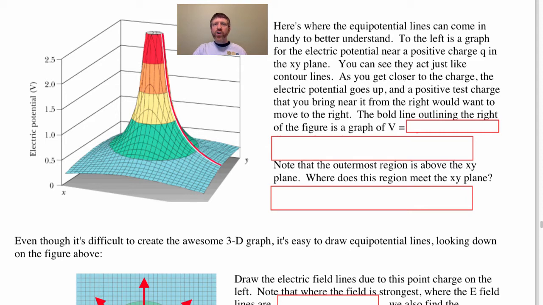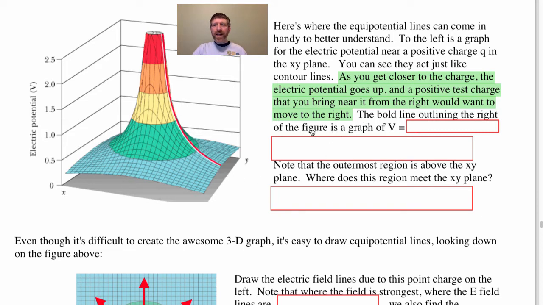As you get closer to the charge, the potential goes up. KQ over R gets higher as R gets lower, so as you get closer to the charge, the electric potential goes up. A positive test charge that you bring near it from the right would want to move to the right. A positive charge would want to roll down this hill.